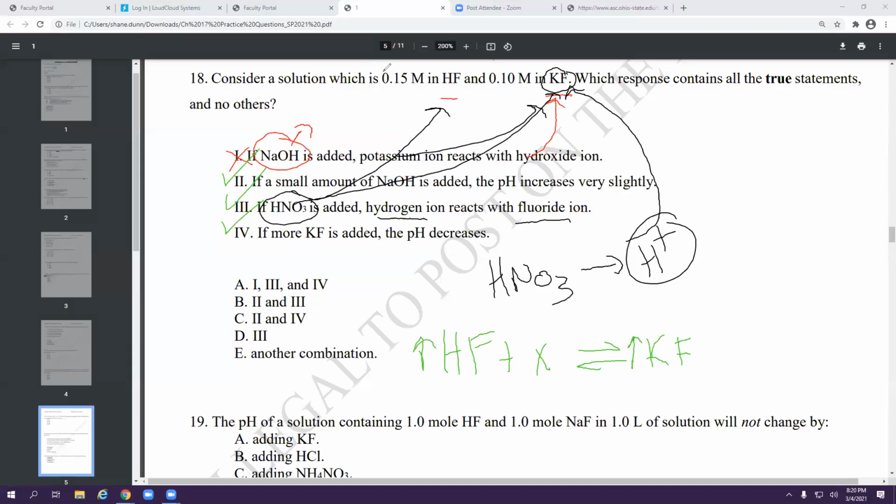Since KF is the base. Yes, you're correct. That is my bad. 4 is not right. It's 2 and 3. Yep, it's 2 and 3. I'm thinking of a different rule that applies here. So ignore this part. It's B, 2 and 3. So the answer is going to be B.